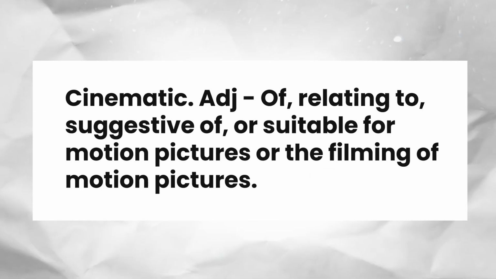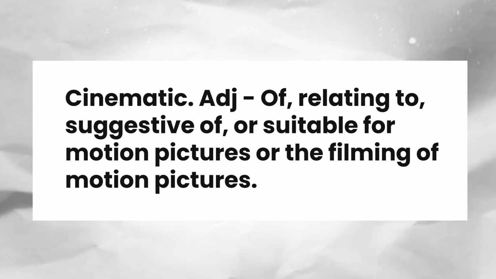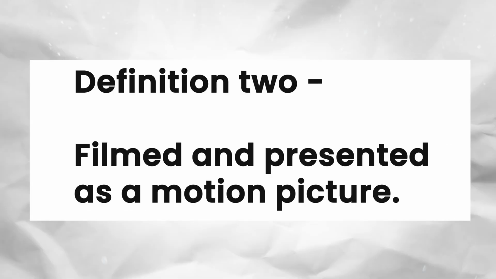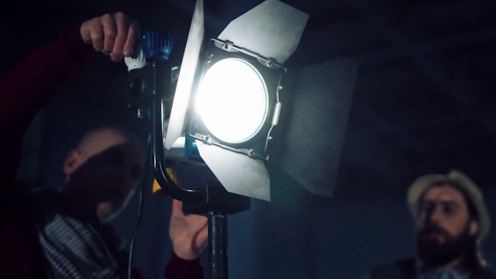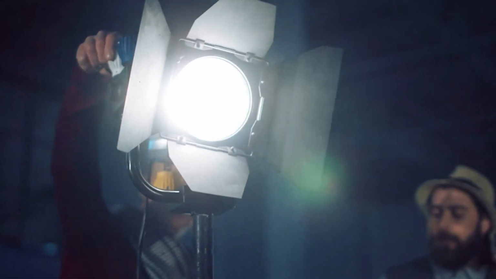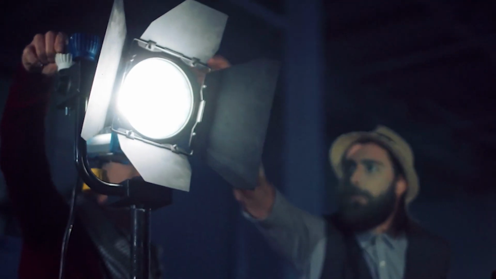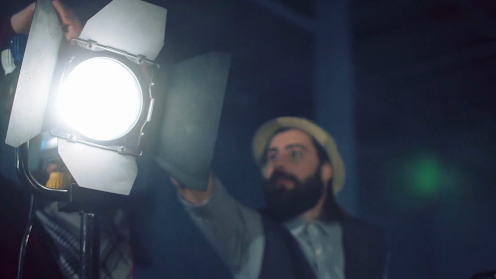Cinematic. Adjective. Of, relating to, suggestive of, or suitable for motion pictures or the filming of motion pictures. Definition 2. Filmed and presented as a motion picture. Let's first dispel the idea that cinematic actually means something when it comes to lighting a YouTube video, because this term is thrown around an awful lot without anyone actually defining what it means.